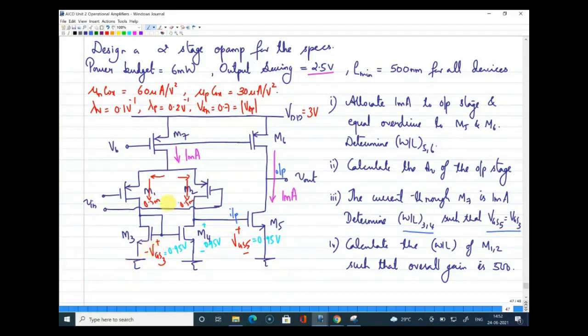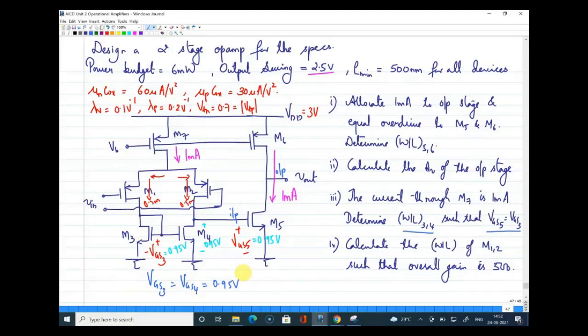So you can see that in the input stage you have two transistors, a current mirror. So the VGS of M3 and VGS of M4 both are shorted. That means both will be definitely equal. So I can say that VGS of 3 will be equal to VGS of 4. That should be equal to 0.95. That is what the condition is. The given condition is that.